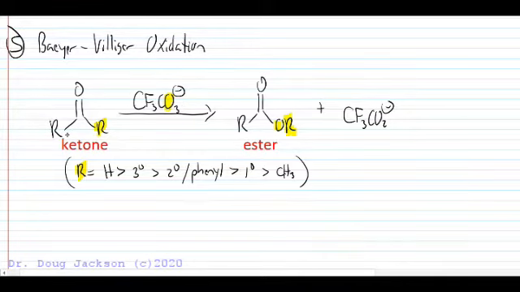And so the odds of a migration are greater if that group is a tertiary position, then secondary, or phenyl, than a primary. And finally, the least likely to move is a methyl.